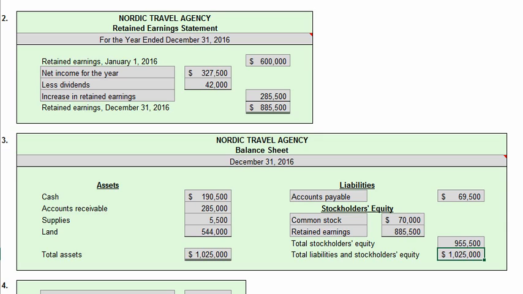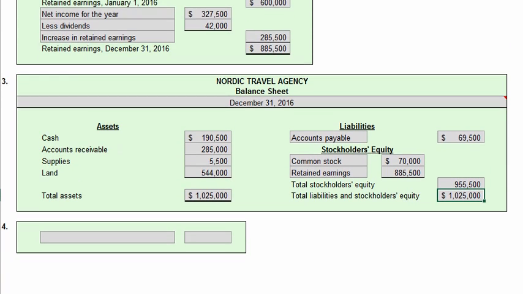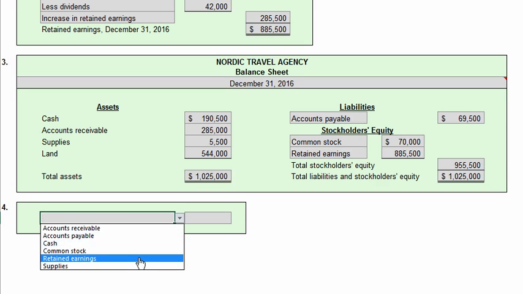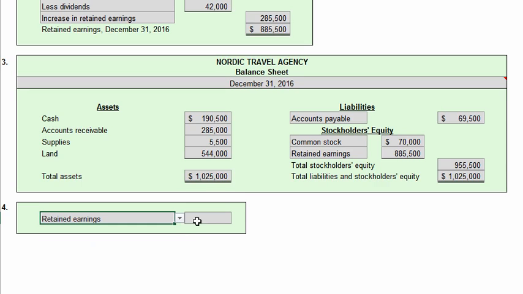Okay, now our fourth question: what item appears on both the retained earnings statement and the balance sheet? Well, I think I answered that one for you already. What is it? I think you know. Yeah, it's retained earnings. And its balance was 885,500.